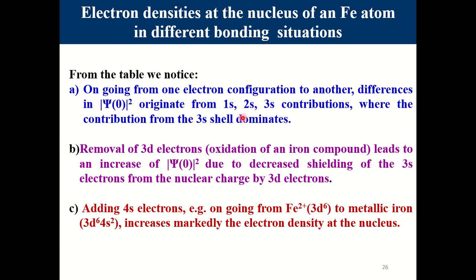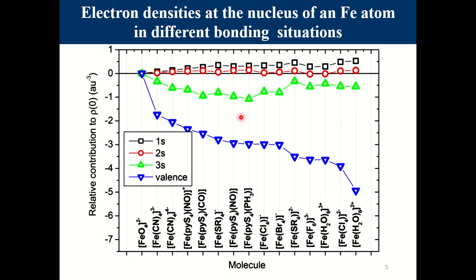So we see that for the 3s shell, if you are considering the change in electron density, the effect is that 3s is being affected more.